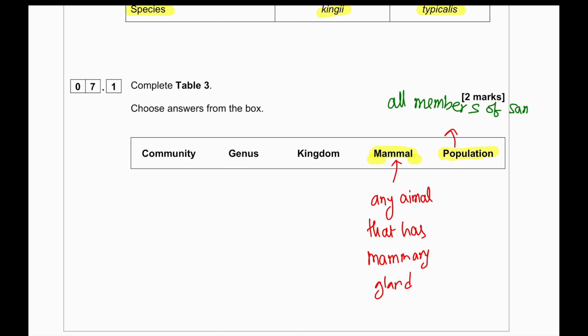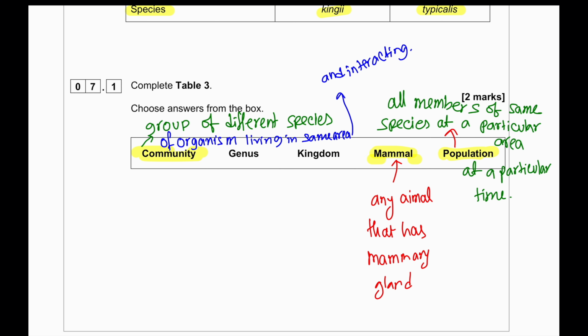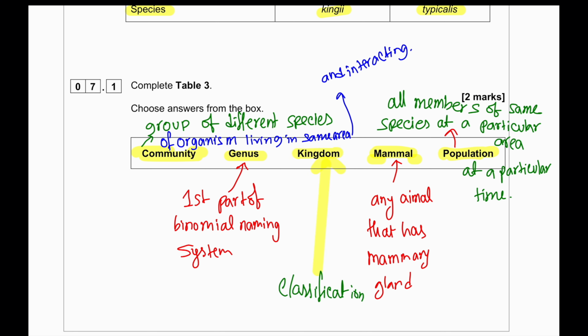Population is referred to as all members of the same species living in a particular geographical area at a particular time. Community is a group of different species of organisms living in the same area and interacting. The genus is the first part of the binomial naming system, and kingdom refers to the classification of an organism. So it is the start.